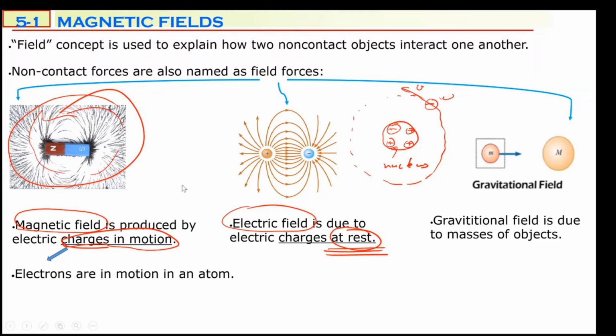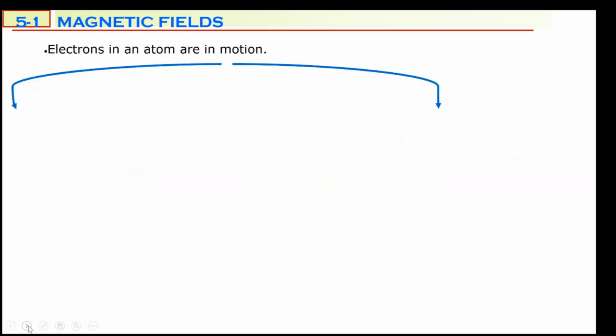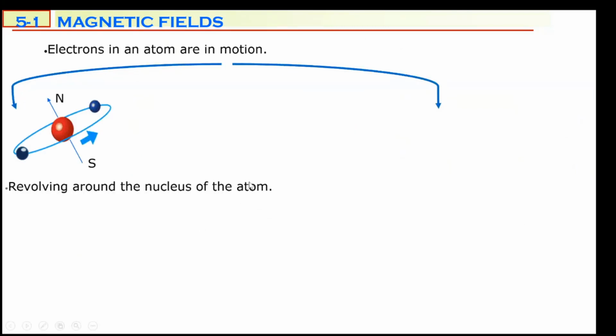I will go into details about this now. Electrons inside an atom exhibit two types of motion. One of them is that electrons are revolving around the nucleus of the atom, just like planets are revolving around the sun. We are going to study this in chapter 8. As they are revolving around the nucleus, they are charges in motion. So this motion of electrons provides a magnetic field to an atom.